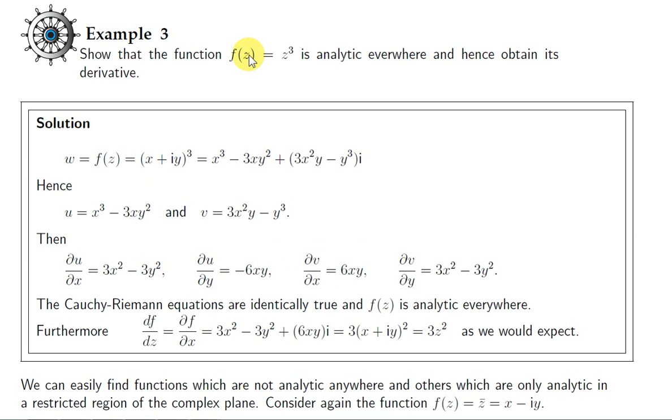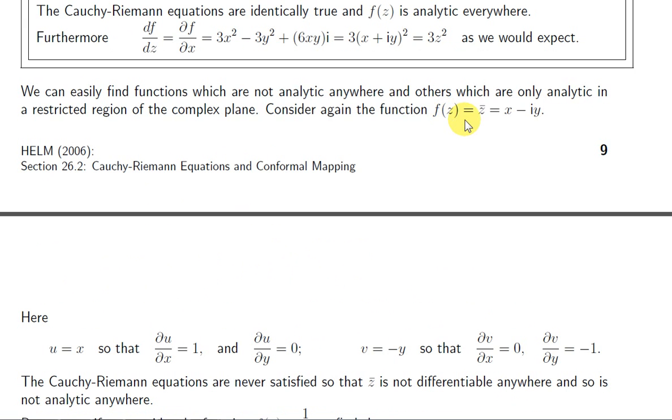We want the derivative of f with respect to z. Well, that's easy. That's just 3z squared. So the rules that apply for the derivatives of real valued functions also apply for the derivatives of complex valued functions. Let's look at the function f of z equals z bar, the conjugate of z. So we just change the sign of the imaginary part of z. So if z is x plus iy, z bar is x minus iy. We see that u is the real part x and v is the imaginary part minus y.